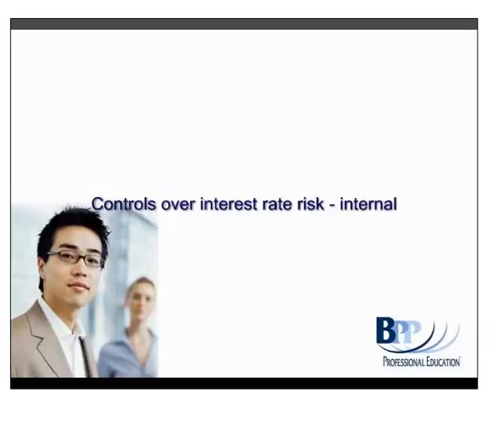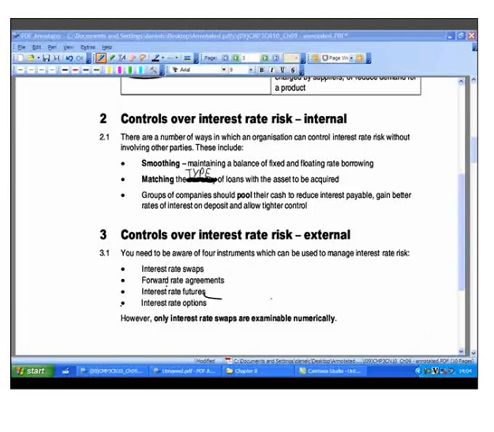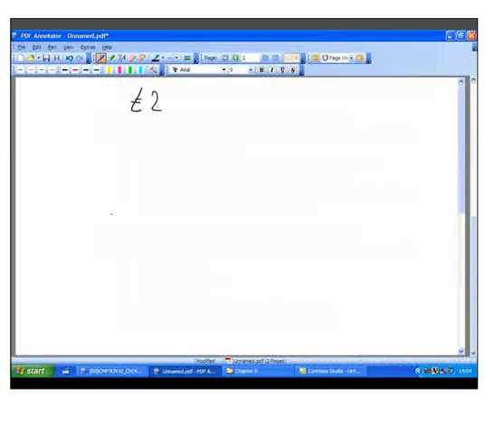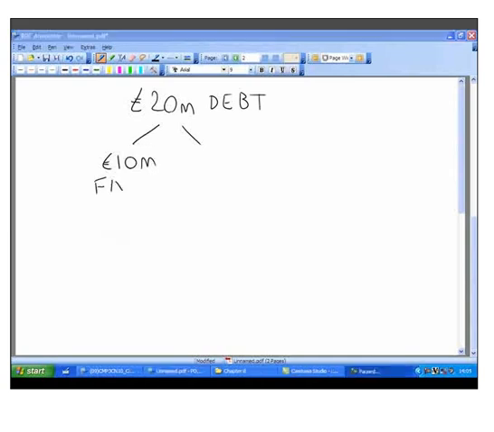So just to illustrate this, let's say you have £20 million debt in the organisation, and you're wondering whether to have this as fixed rate debt or floating rate debt. Now, either way, as we've seen, there is a risk. But what you might choose to do is split it and have, let's say, 10 million fixed and 10 million floating. That way, if interest rates go up, you'll pay more on the floating rate debt, but you won't pay any more on the fixed rate debt. If interest rates go down, then you'll pay less on the floating rate debt and the same on the fixed rate debt. So you'll still get some of the benefit. So this way, you will contain the risks.